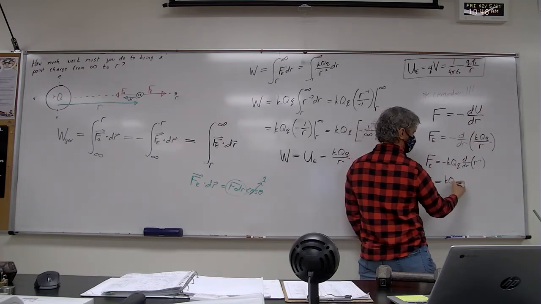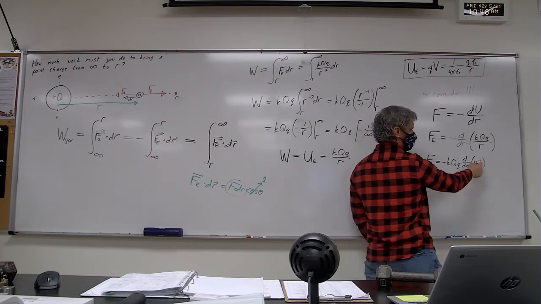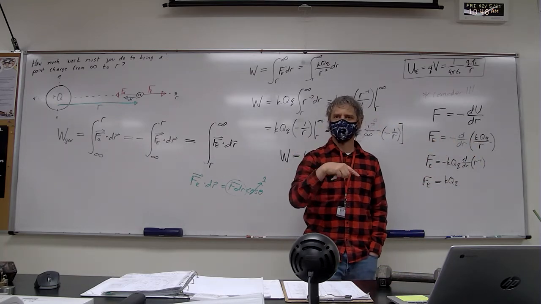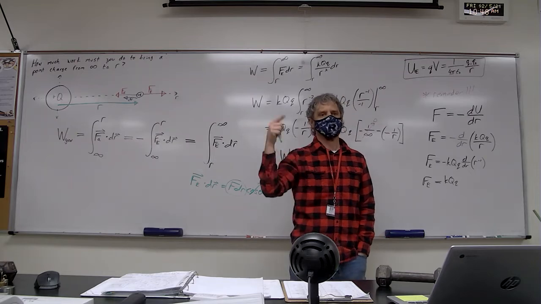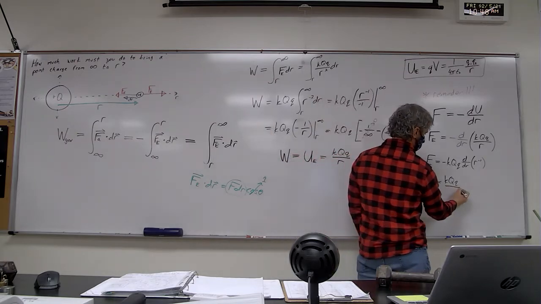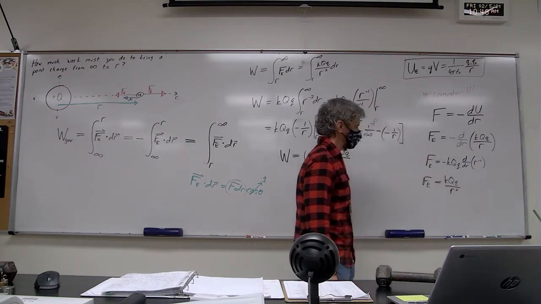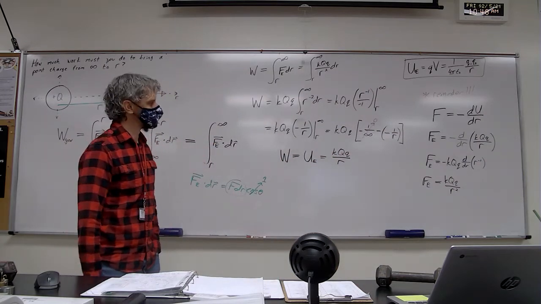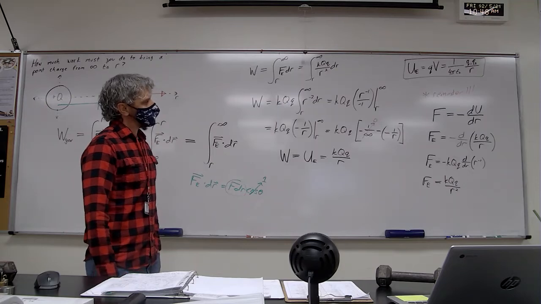Okay, Q. And then you subtract 1 from it. R to the negative 1 minus 1 is r to the negative 2, which is 1 over r squared. So it's over r squared. Which is Coulomb's law. Right? Isn't that neat?